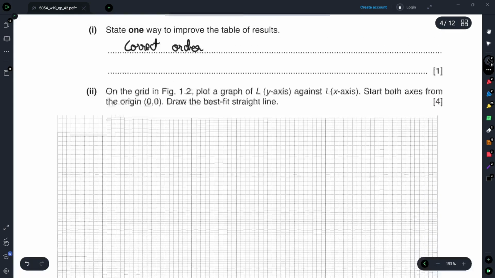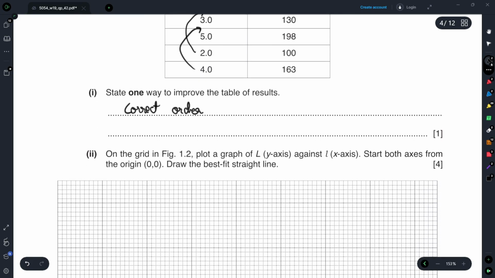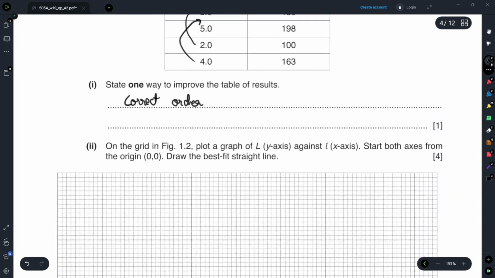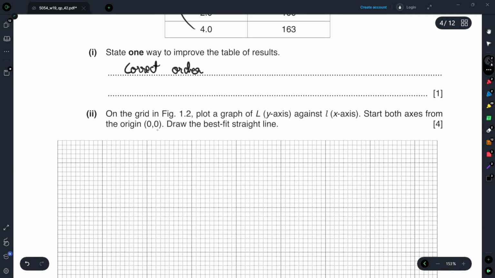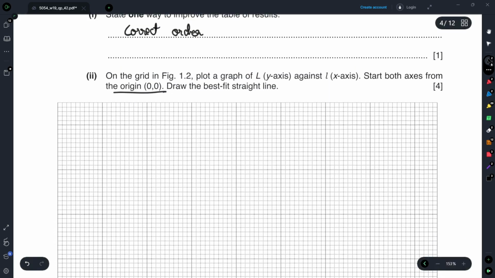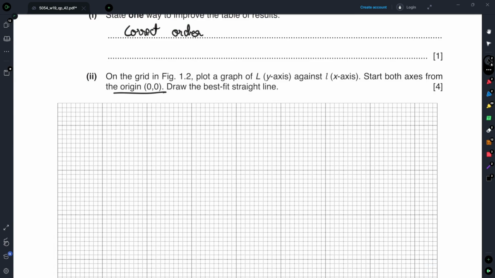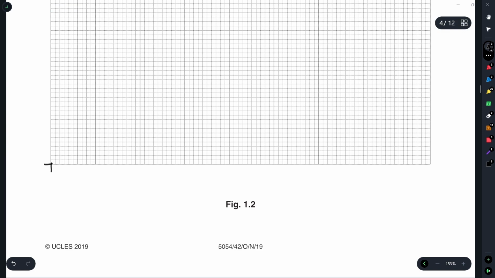So we need to draw L. Capital L is the load and small l, which is the spring length on the x-axis. तो ठीक है, आपके पास load जो है वो 1 से लेके 5 तक है. And you need to draw from the origin on both. So again, whenever you are drawing a graph, you need to be on the lookout for the instruction where the question says where you need to start your graph. कभी कभार क्वेश्चन ज़्यादातर क्वेश्चन दे देता है, कभी कभार क्वेश्चन नहीं भी देता. So again, it really depends on what the question wants. So we've got 0 and 0.